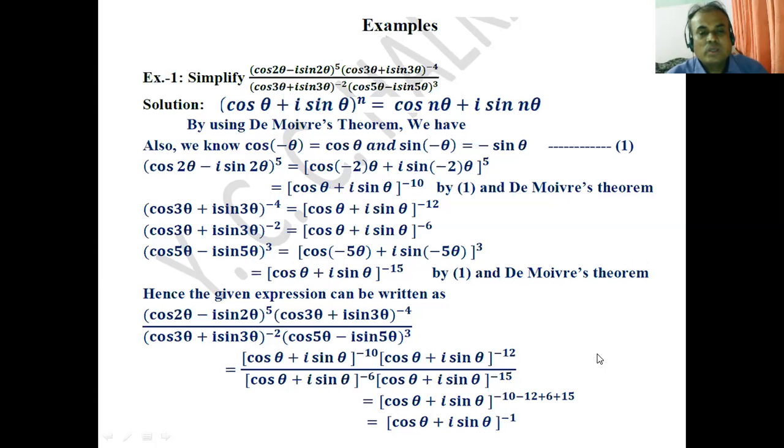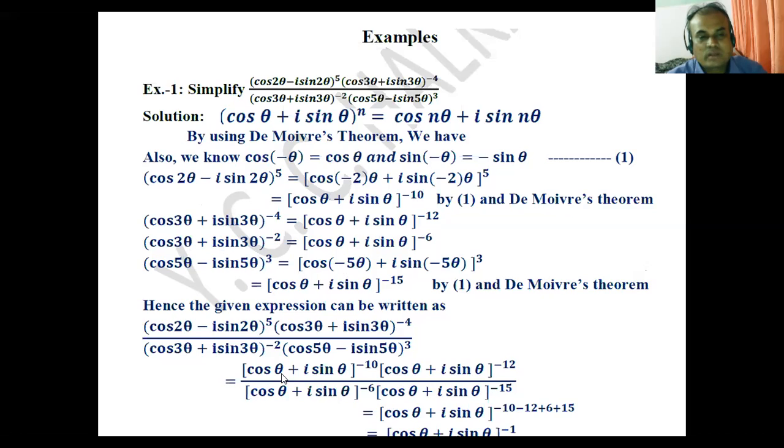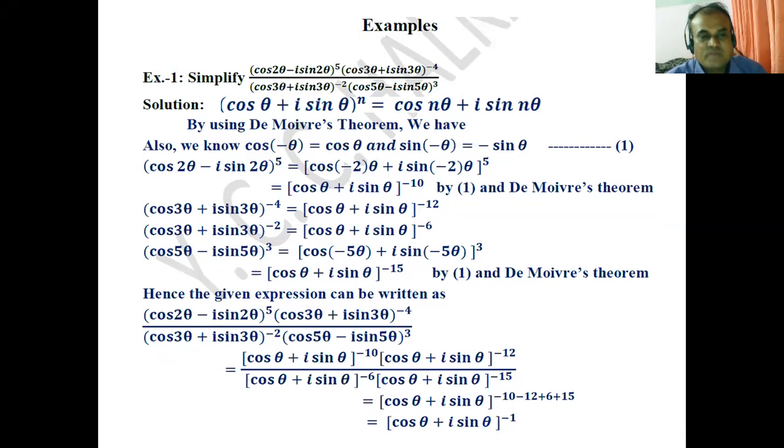Now here we have seen that each factor is simplified in one base. Cos theta plus i sin theta is the same value here, and also the same here. So we use the formula for the law of indices, which means that when the base is the same, we add the powers. Now cos theta plus i sin theta raised to minus 10 minus 12.